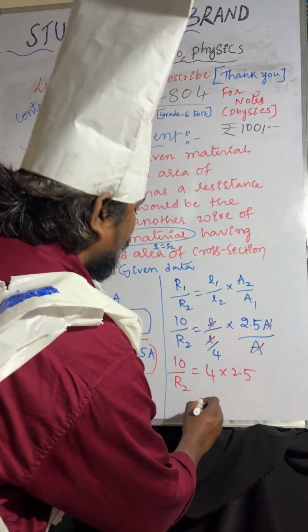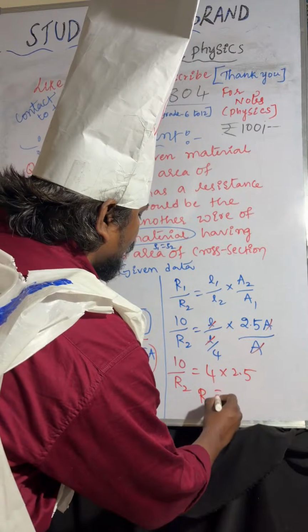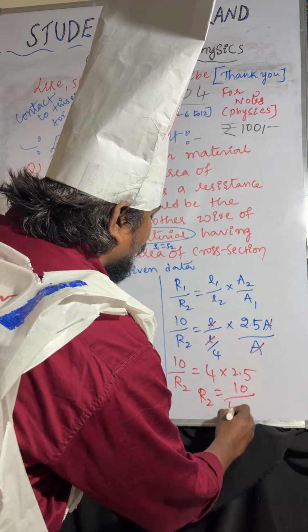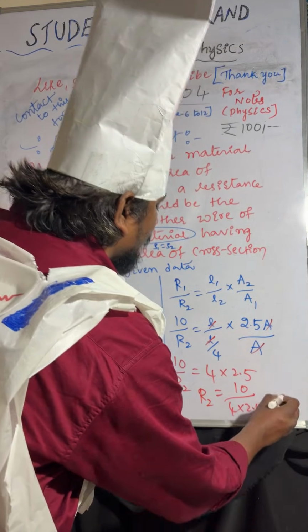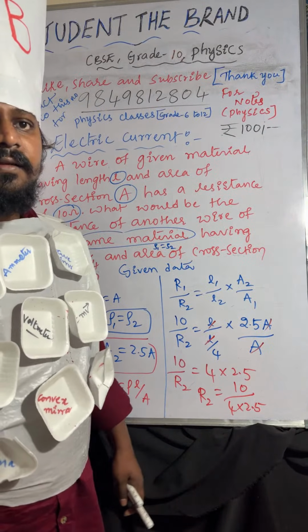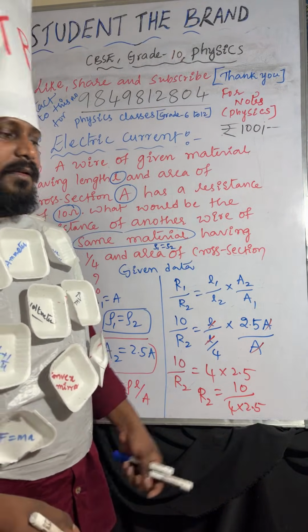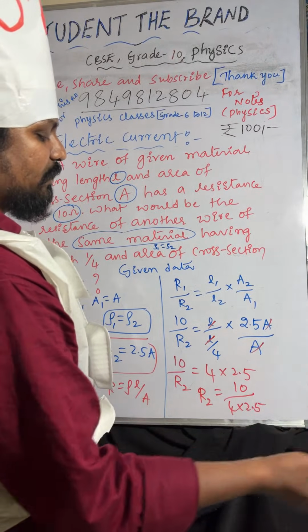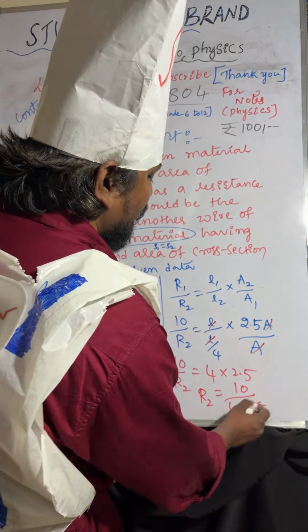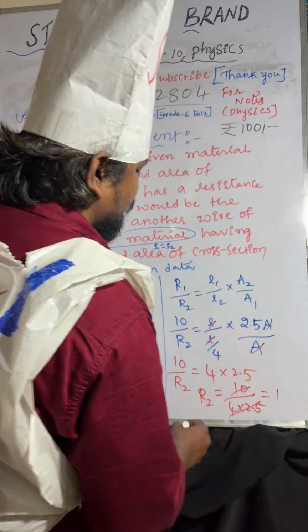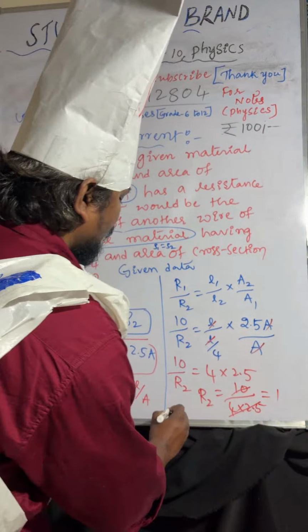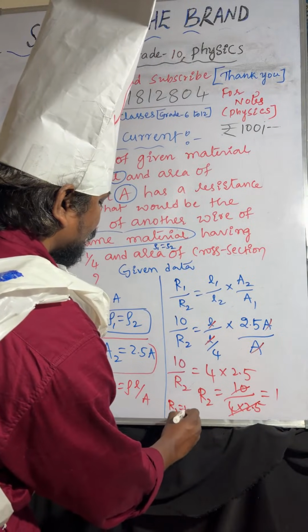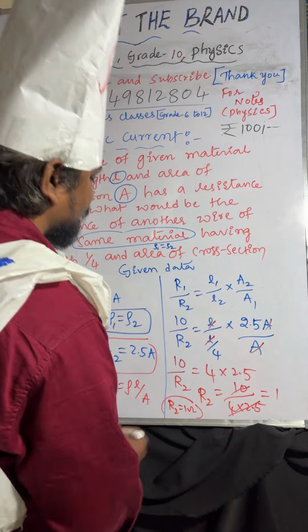So R2 equal to 10 by 4 into 2.5. Then 4 into 2.5 is 10, 2.5 plus 2.5 is 5, again 5 plus 5 is 10. So 10 by 10 is 1. R2 is 1 ohm. So this is the answer.